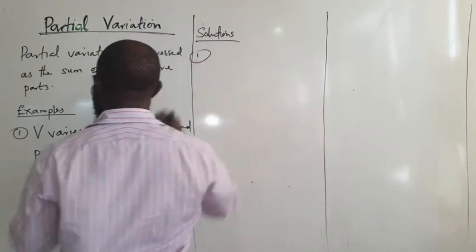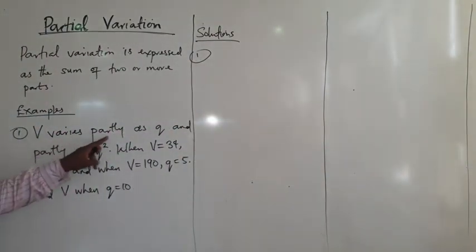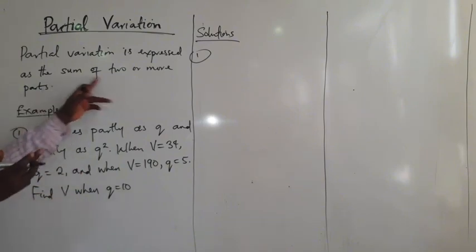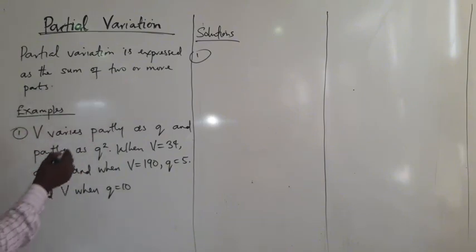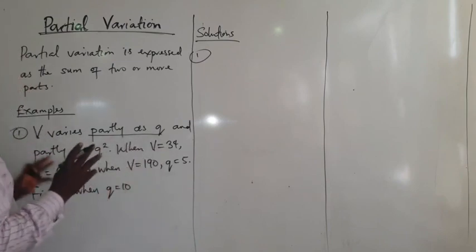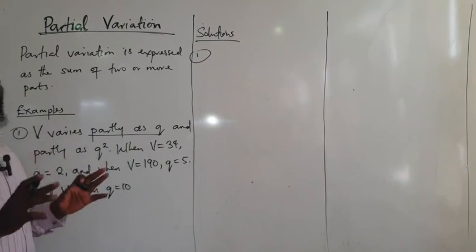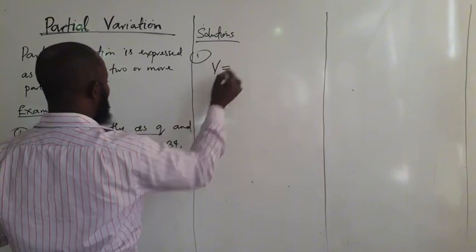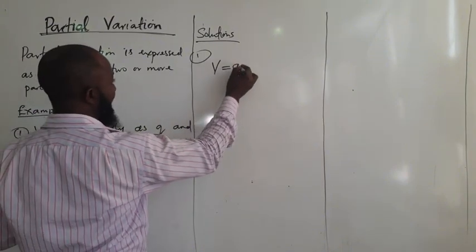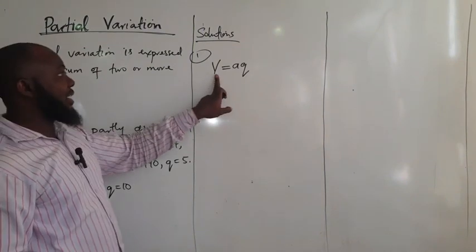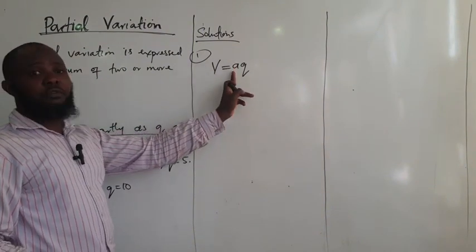So the first one we have V varies partly as Q and partly as Q squared. That is the sum of 2 or more parts. So the first part is varies partly as Q. We are not going to put the variation symbol. We're going to introduce our constant instantly. So that means V varies partly as Q, the first constant is A, that will be AQ. So we must introduce the first constant, which is A.